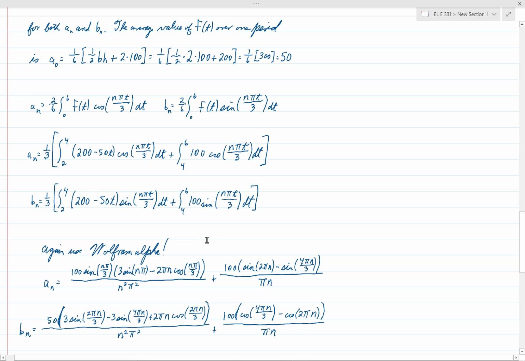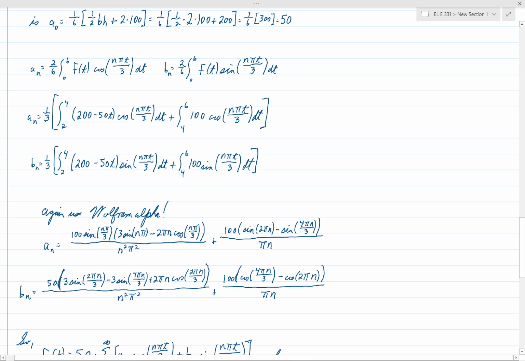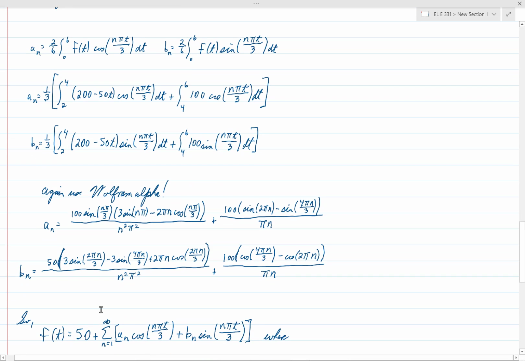So for An, this is what I obtained, all of this whole stuff here. And again, I obtained that by plugging in this to Wolfram Alpha, and then plugging in this to Wolfram Alpha, and then multiplying both of those by 1/3. So this is what I got. And when I repeated that same process, but putting in sine instead of cosine everywhere, then this is what I got for Bn.